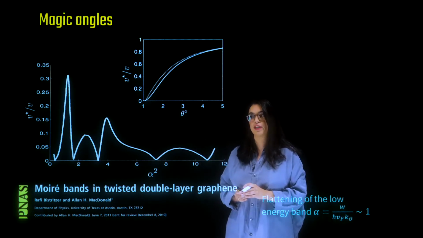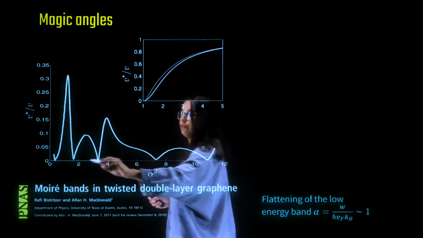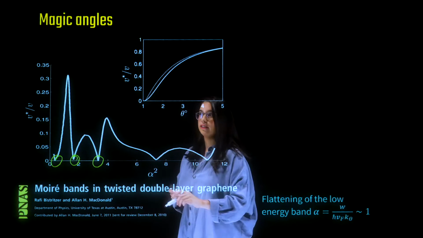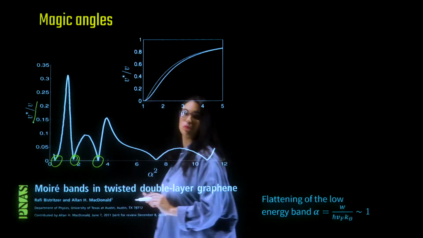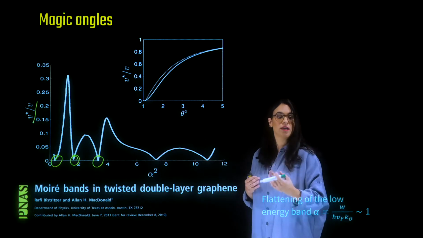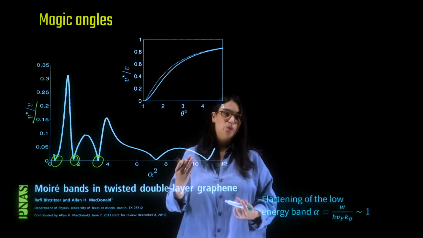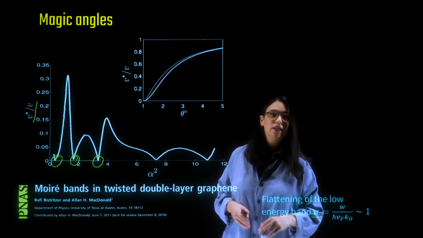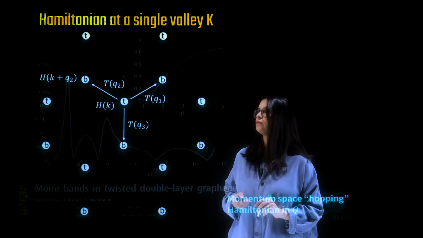Those are the magic angles. And we can see here a series of angles where the effective velocity completely vanishes. We can see that this will happen initially when the ratio between these two degrees of freedom, which is a dimensionless parameter called alpha, is around 1.